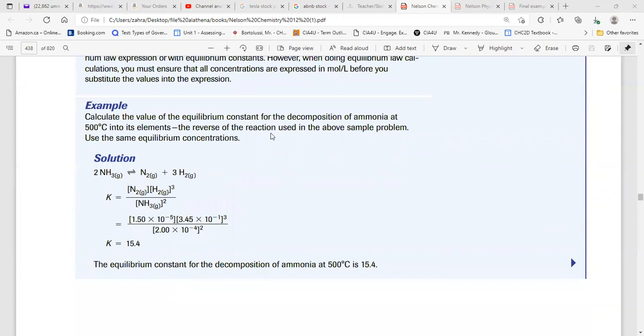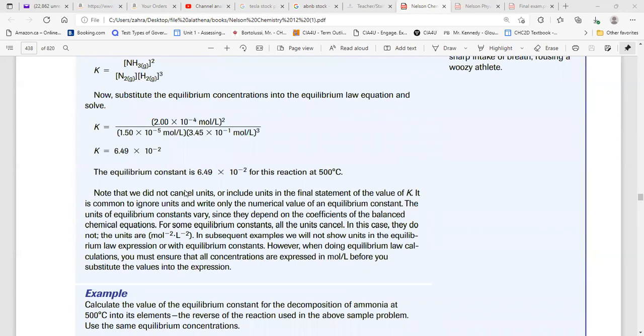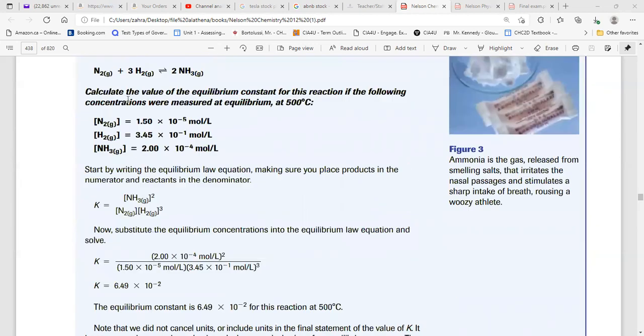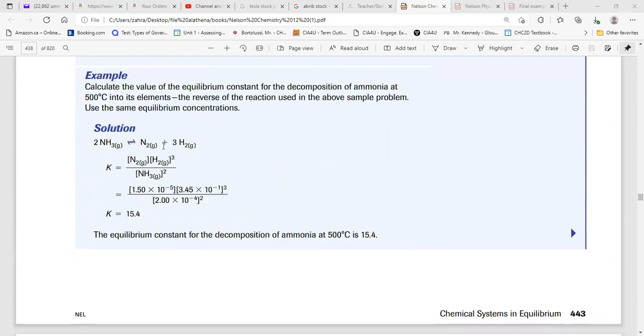Calculate the value of the equilibrium constant for the decomposition of ammonia at 500. So here is the reverse of that, right? Here N2 and H2 combine to give you NH3. Now here NH3 decomposes to this. So again, the products are N2 and H2 here. H2 to the power of 3, N2 to the power of 1, divided by NH3 to the power of 2. Just put the concentrations from the previous question here, and you get 15.4.